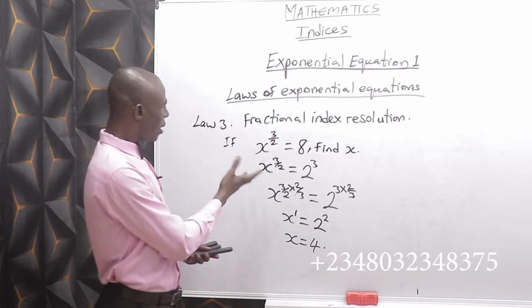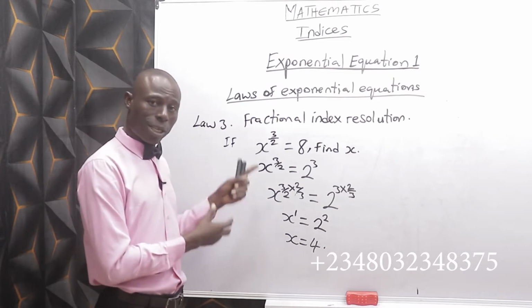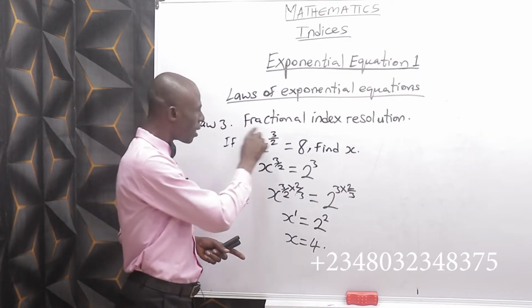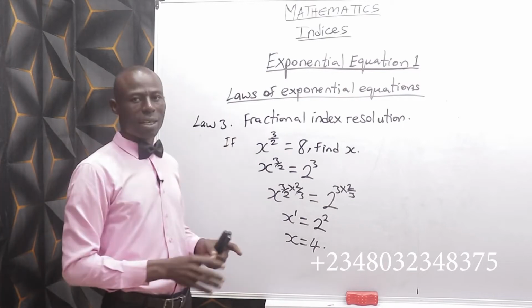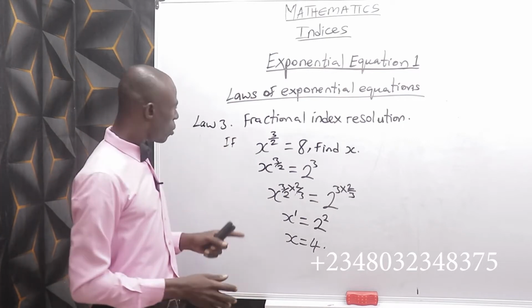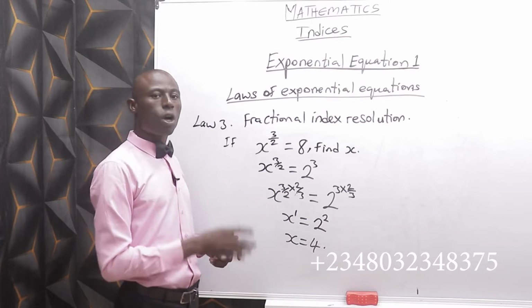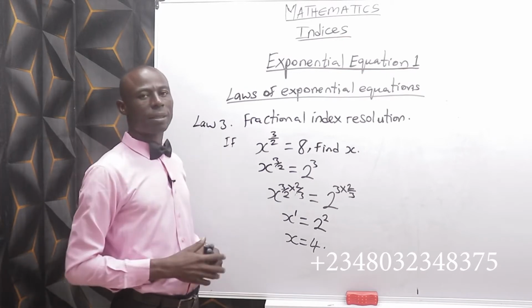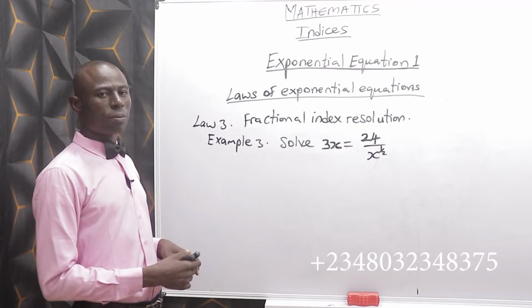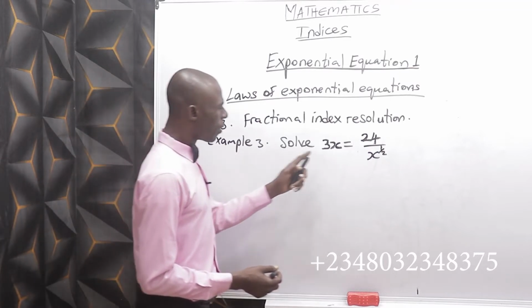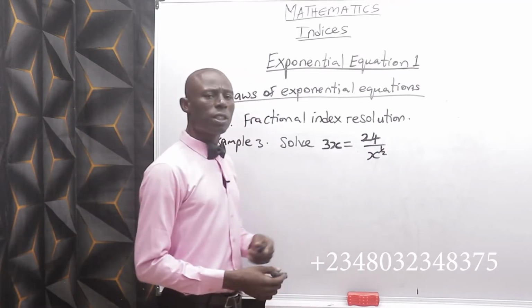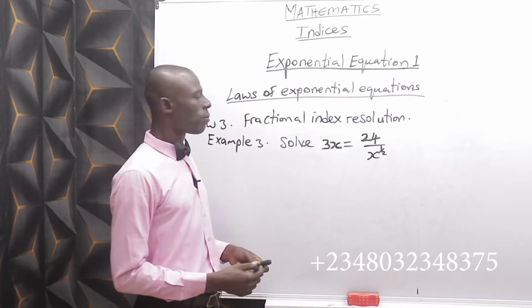So, I don't count this as an example, even though it's a good example. I only use it to illustrate the case of fractional index resolution. So let's move to the next example under this for perfect understanding. Example 3. Solve 3x equals 24 divided by x raised to power half.